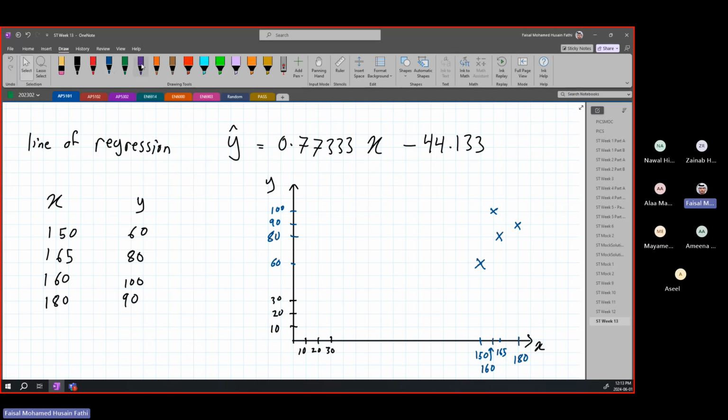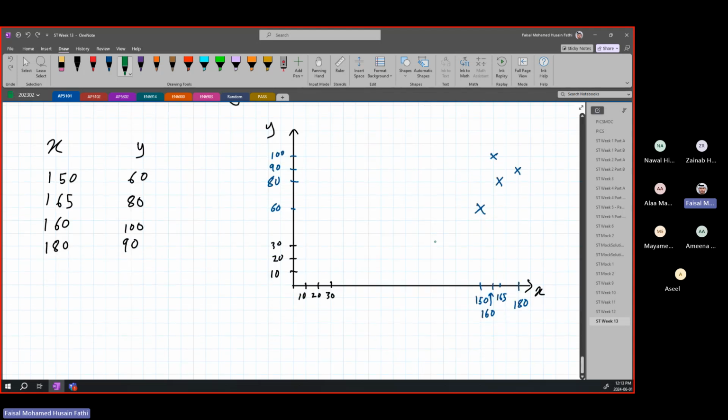So now let us plot the actual line of regression. So how do we plot a line of regression? Very simply, we can take two values. First, we have the y-intercept as a negative value over here. It's a negative value. So we know it intercepts the y somewhere at the bottom here. All right. Actually, I should keep this in black.